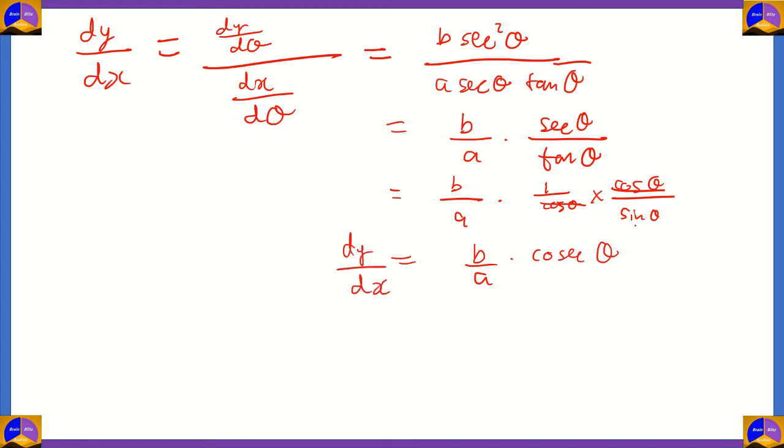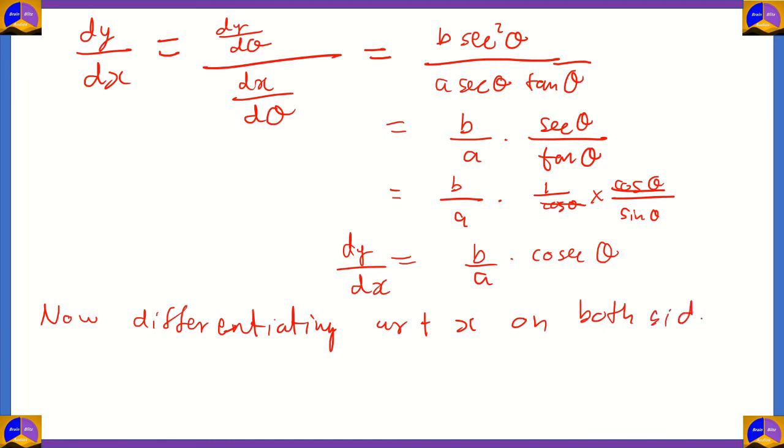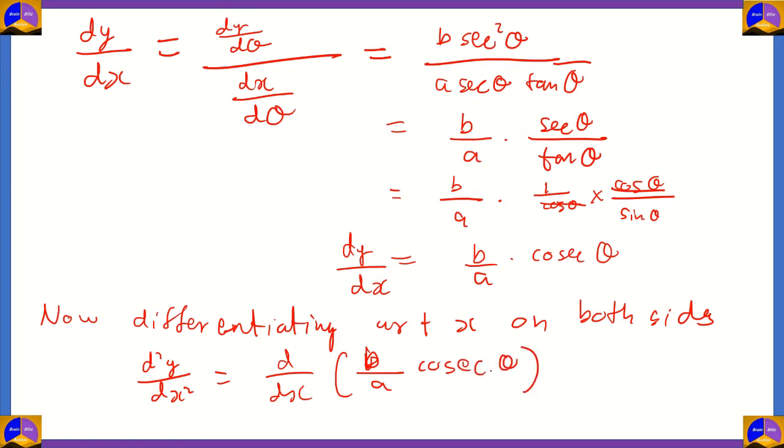The first derivative of y with respect to x. Now we will be differentiating with respect to x on both sides. So now we have d squared y by dx squared on the left hand side. This is the second derivative. The right hand side will be d by dx of the first derivative, that is b by a times cosecant of theta.